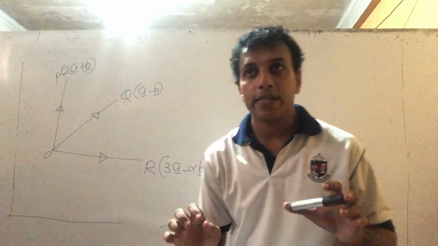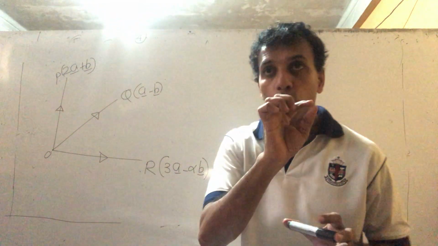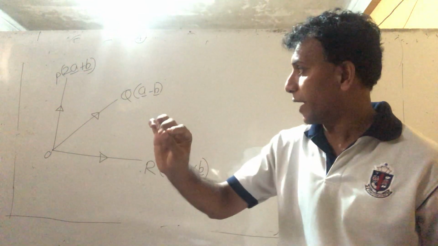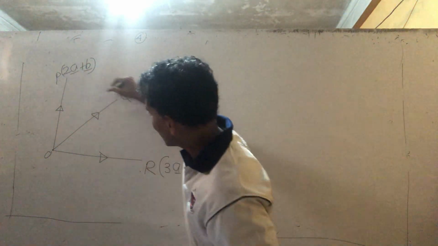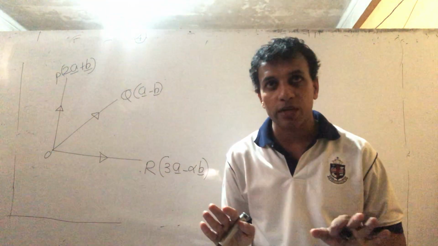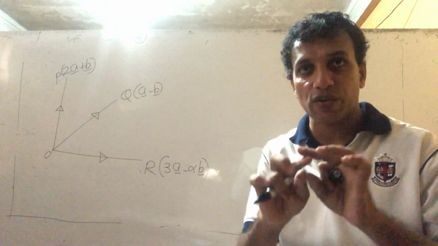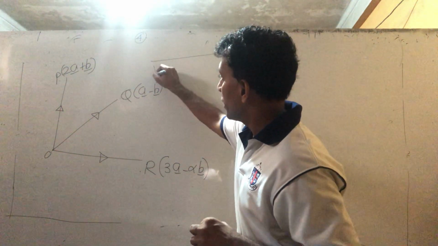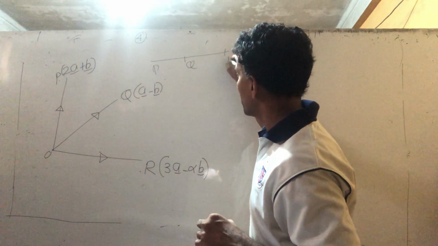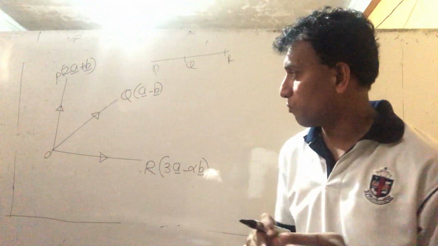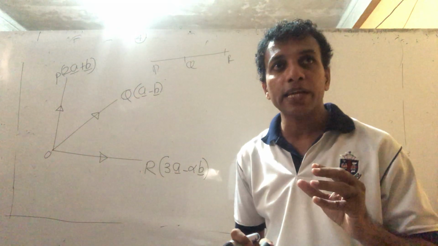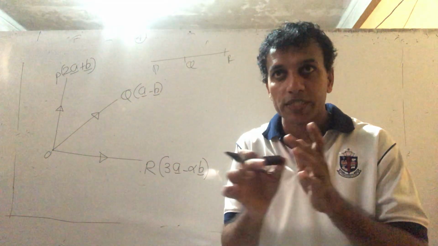Now they said the points P, Q, R are collinear. That means along a straight line. If I draw this it's not a straight line, no matter. It's better that you show a straight line, like this, and P somewhere here, Q somewhere here, R here. Then find alpha. So what is the idea of answering such collinear problems?